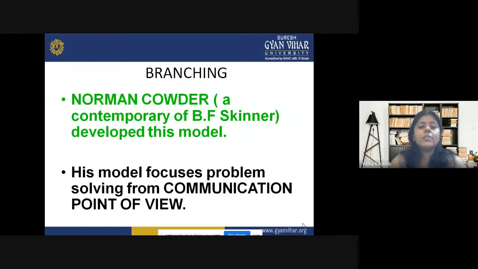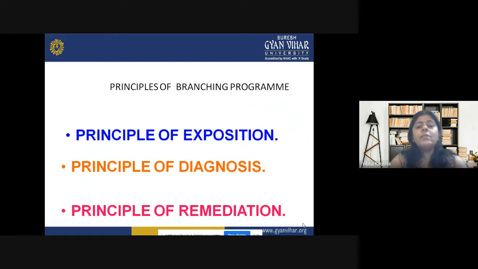Norman Crowder, a contemporary of B.F. Skinner, developed this model. So, the branching programming model was developed by Norman Crowder, who is the contemporary of B.F. Skinner. His model of branching focuses on problem solving, how to get the solutions of a particular problem from the communication point of view. Now, principles of branching program.